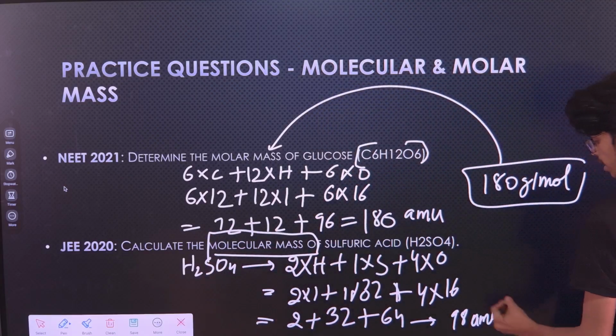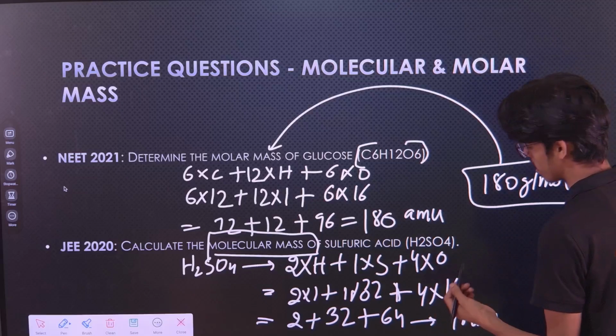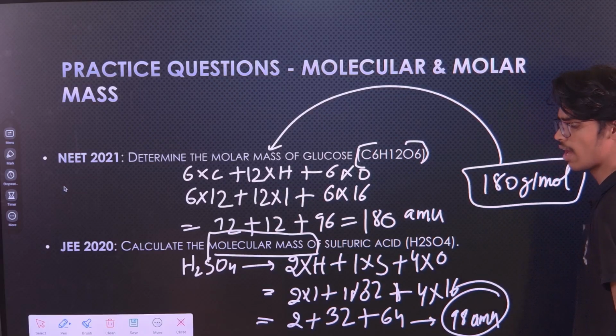Sorry, 98 atomic mass unit is the mass of one molecule, and that is the molecular mass. Oh, they have asked us the molecular mass itself. Then this is the answer. They have not asked us the molar mass.